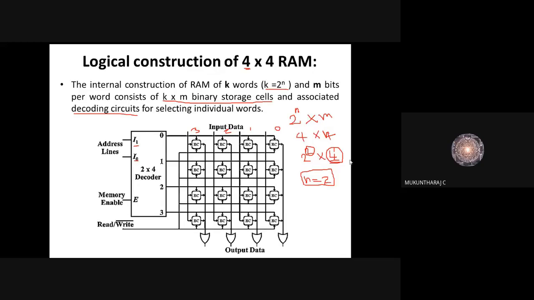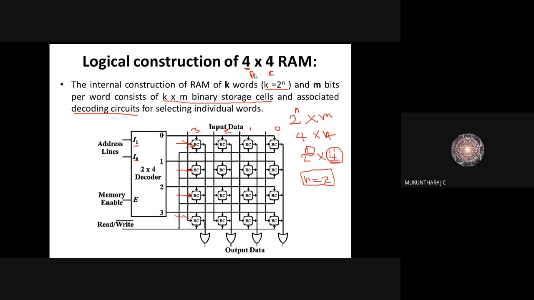To store 4-bit data, we are taking 4 binary cells in a column. Then this 4 represents 4 address locations. So here we have 4 address locations: this is the first address, second, third and fourth. Or you can consider this a matrix with number of rows and number of columns. So 4 rows and 4 columns.